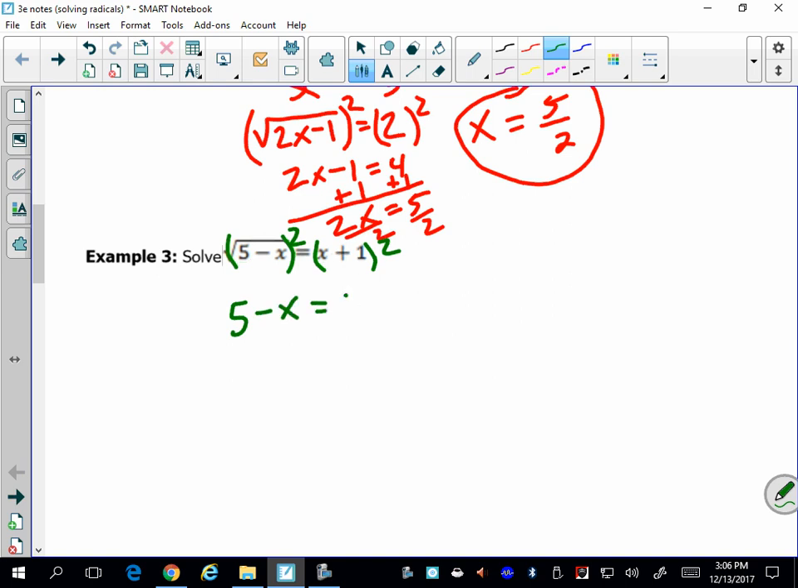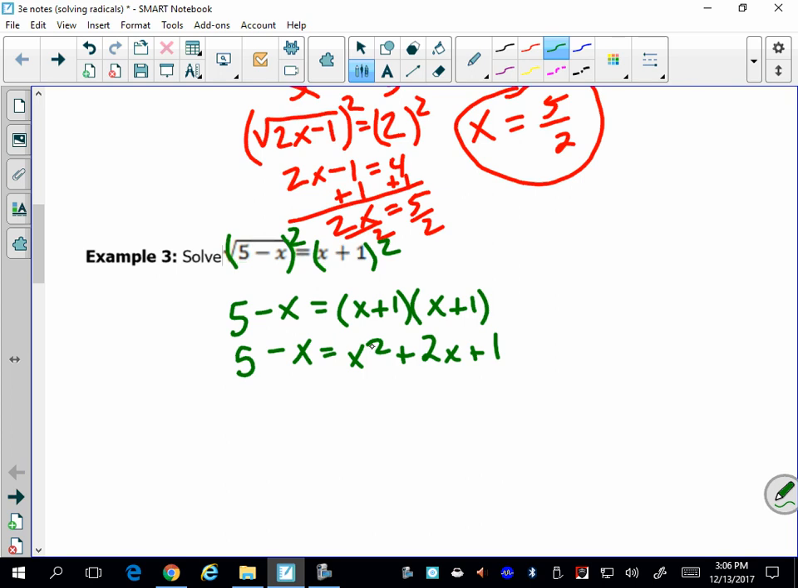Now you gotta remember, anytime you square a binomial, that's the binomial times itself. So I always write it out. So now we need to use double distribution. Some of you know it as FOIL. So you get x squared, and if you multiply it all out, you'll get 2x plus 1. And now we have a quadratic.